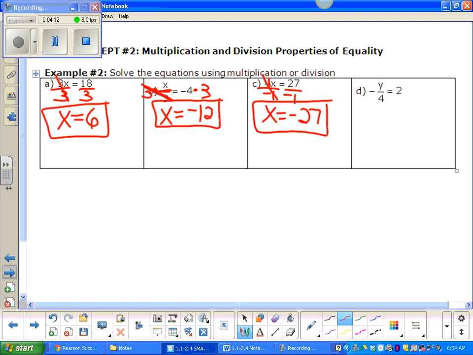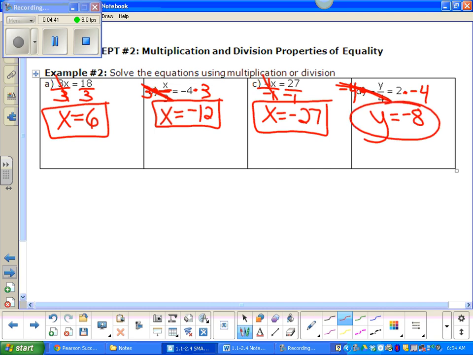Now for d, I have negative y over 4 equals 2. I want to go ahead and get rid of the negative and the 4. Since this is divide, I would do the opposite and I would multiply. But since there's a negative there, I'm going to multiply by negative 4, not positive 4. So negative 4 divided by negative 4 cancels to just 1, so I have 1y. 2 times negative 4 is negative 8.